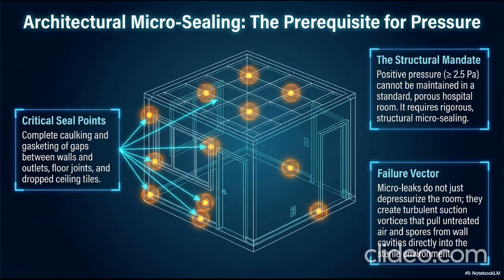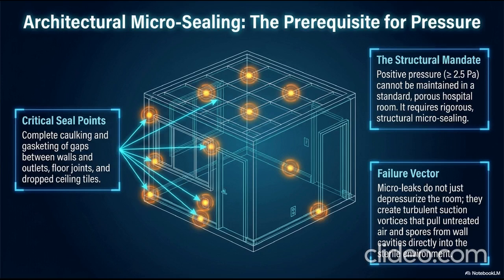Slide 10. Architectural microsealing. Pressure cannot be maintained in porous spaces. It requires rigorous microsealing of all floor joints, wall outlets, and ceiling tiles. Microleaks act as failure vectors, creating turbulent vortices that pull untreated air from wall cavities into the sterile sphere.